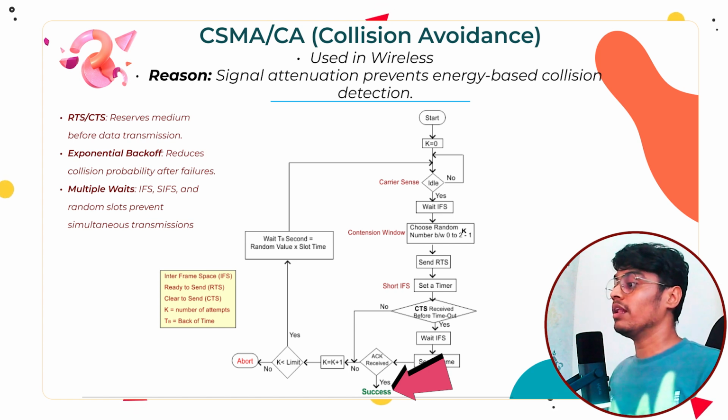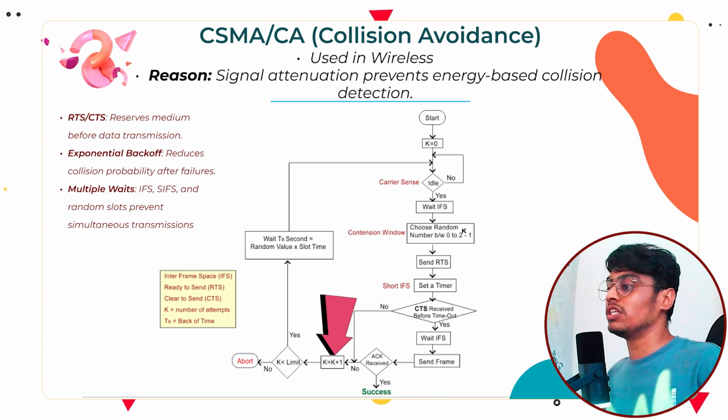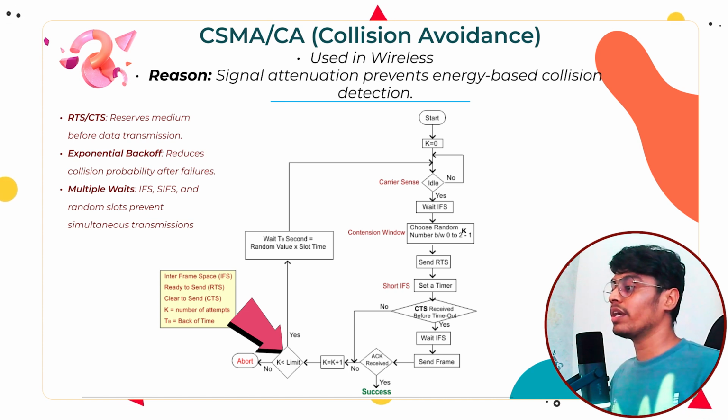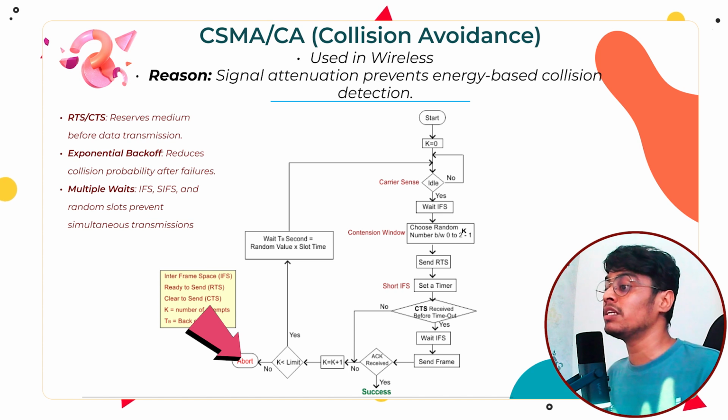Step 12, collision handling. If there is a collision and no acknowledgement is received, the value of k increases by 1 and it goes back to the contention window phase. If the number of attempts is less than the limit, it continues trying. If it exceeds the limit, the transmission is aborted.